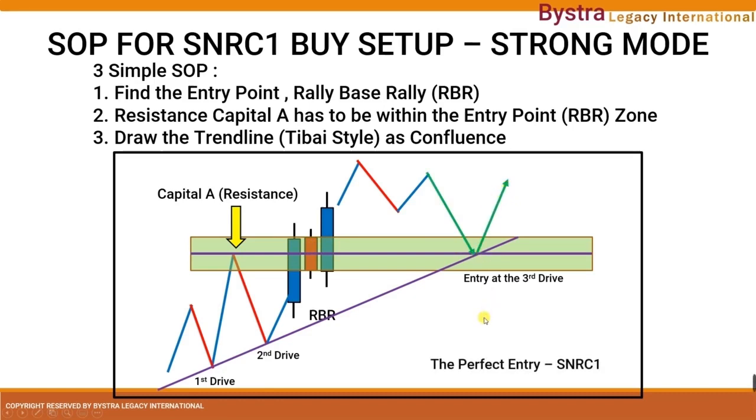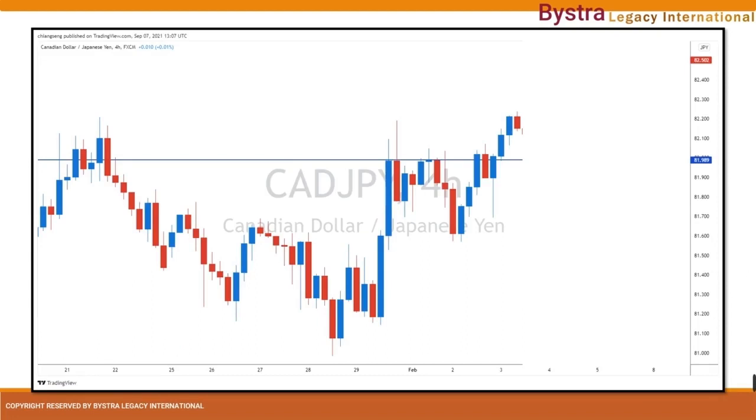Now this is what we call the perfect entry for SNRC1. If you find this kind of setup with a confluence of trend line, you can entry at a bigger lot than your normal lot. Now let's have a look at the example at the chart. So here I have CAD JPY on the H4 time frame. So are you guys able to spot the rally base rally in line together with the capital letter A?